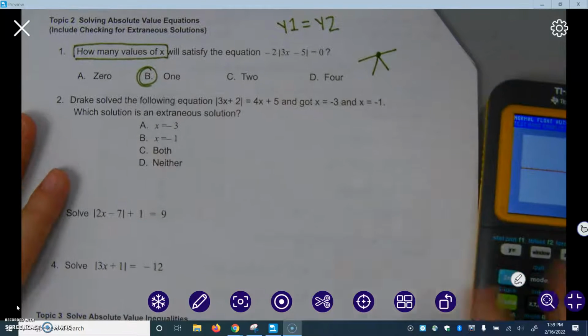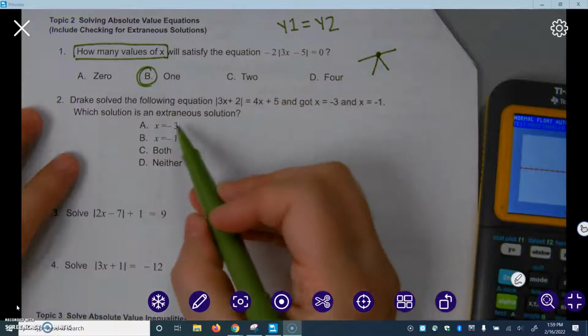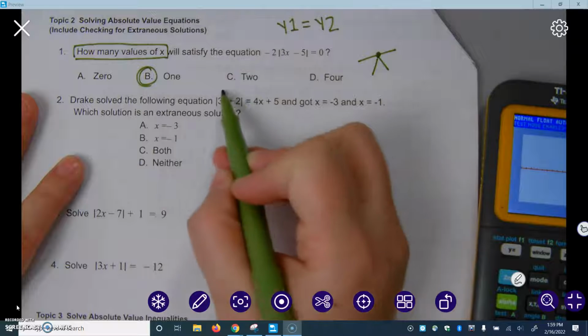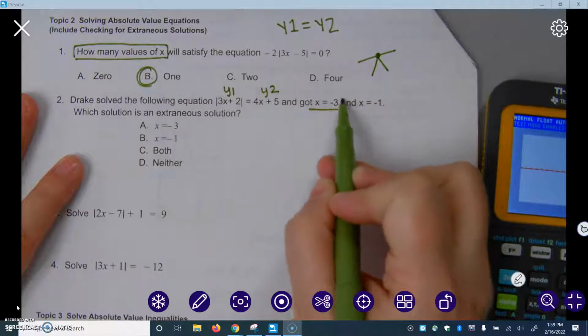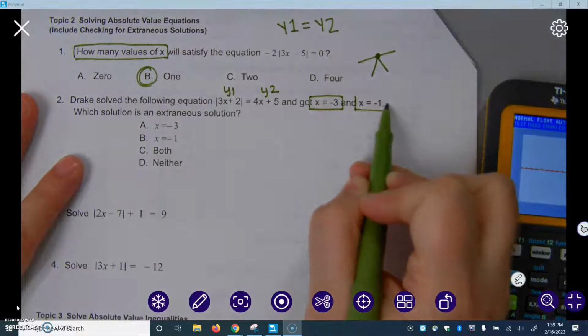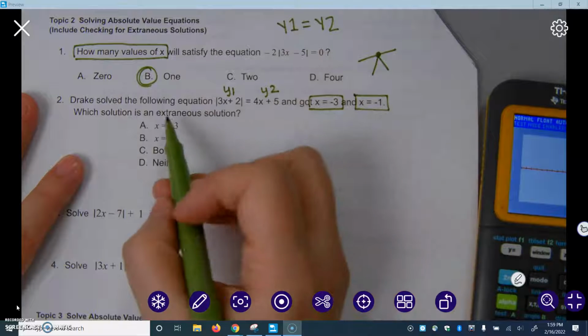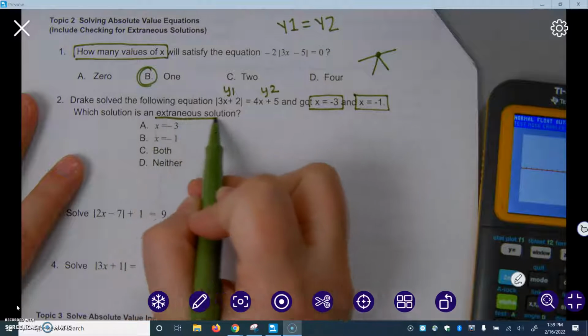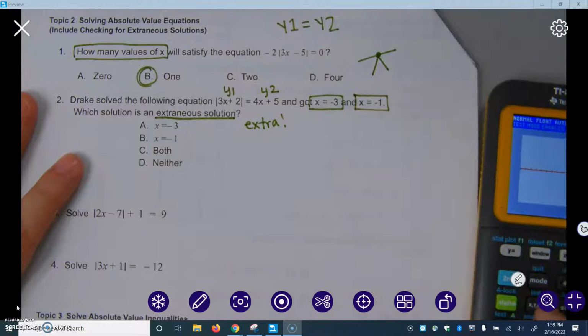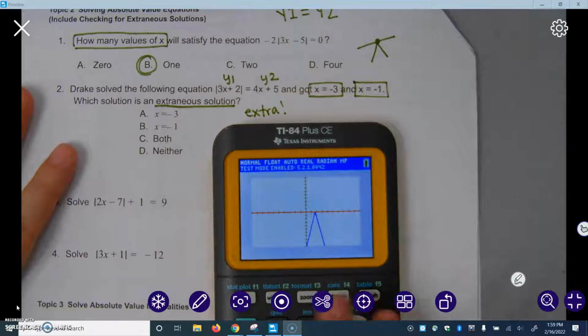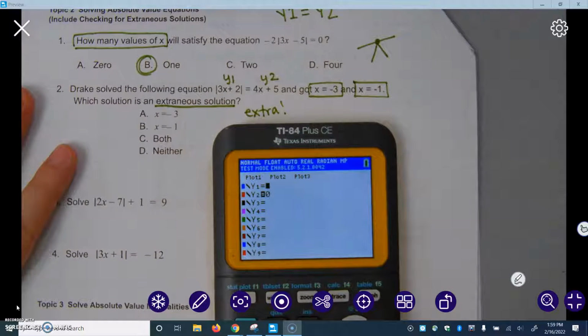All right, so number 2, we're going to do the same way. Drake solved the following equation, so I'm going to put this in y1, I'm going to put this in y2, and when he solved it, he got x equals -3 and x equals -1. Our goal is to see if either of those is extraneous. Extraneous means extra. So if it's extra, it won't be on the graph.